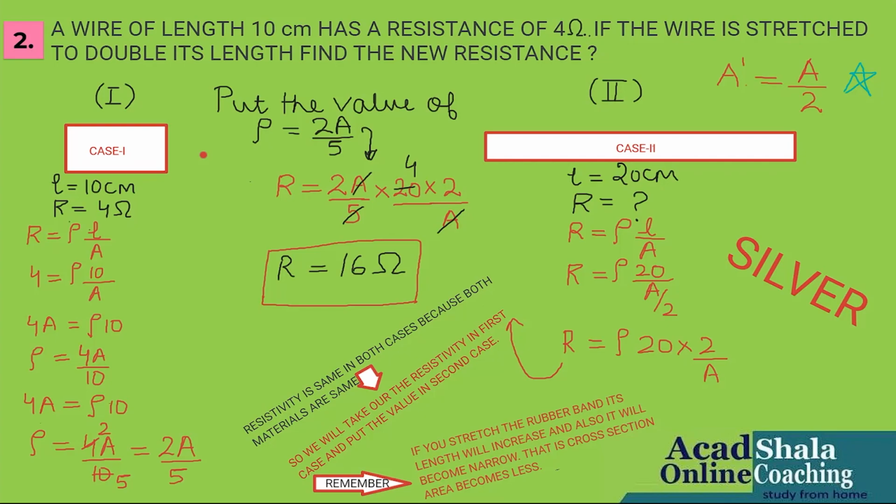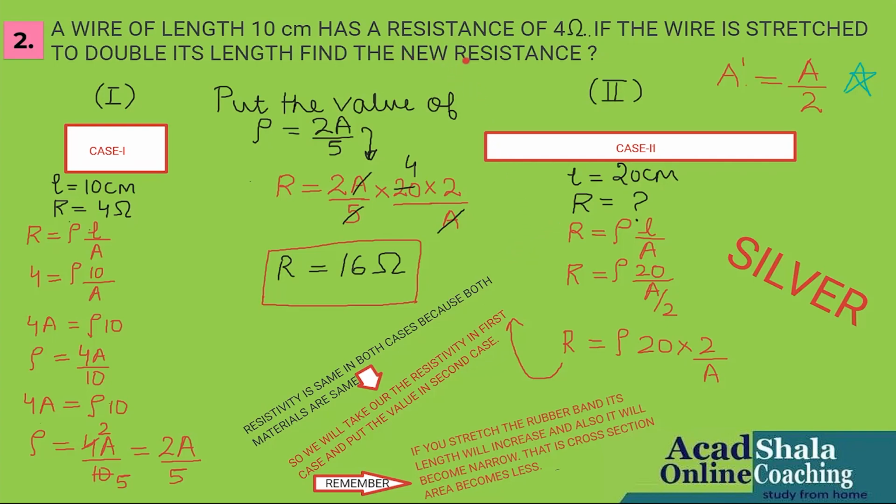That means if we suppose take a wire of silver, they are saying in the numerical that the wire is the same, that is made up of the same material. I take it as an example that both wires are of silver. If the wire is made up of the same material in both the cases, then the resistivity will be same. Always remember, this is the first concept you should know.